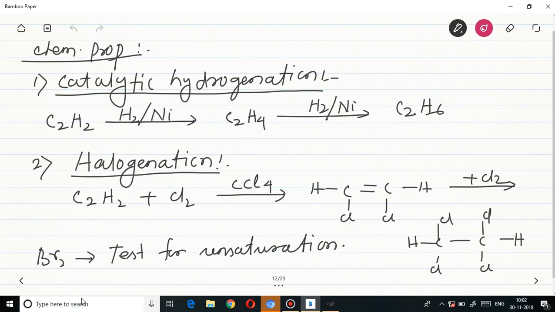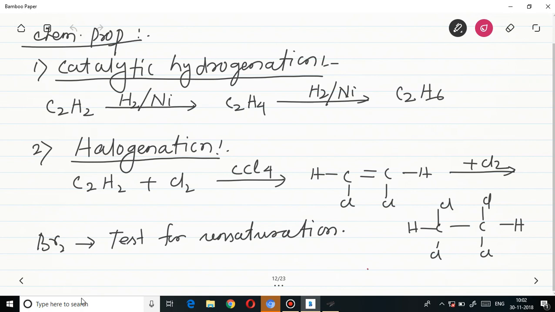So here I am taking chlorine. If I add chlorine to C2H2, this compound will be prepared, the triple bond will be broken into a double bond, and if I add some more chlorine, the double bond will be broken to a single bond. And do you know the name of this compound? This compound is 1,1,2,2-tetrabromoethane. If I add bromine, here also the brown color of the bromine will be discharged in this reaction from here to here, and that is also a test for unsaturation.